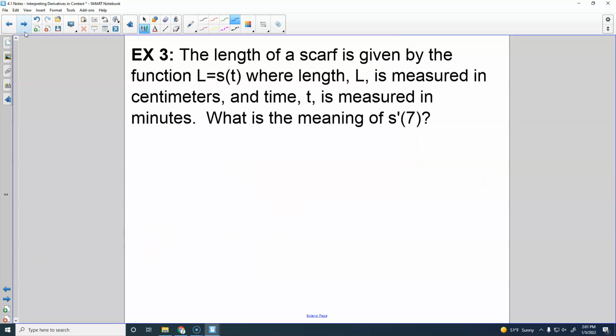Okay. So the length of a scarf is given by the function L equals S of t, where length L is measured in centimeters and time t is measured in minutes. What is the meaning of S prime of 7?